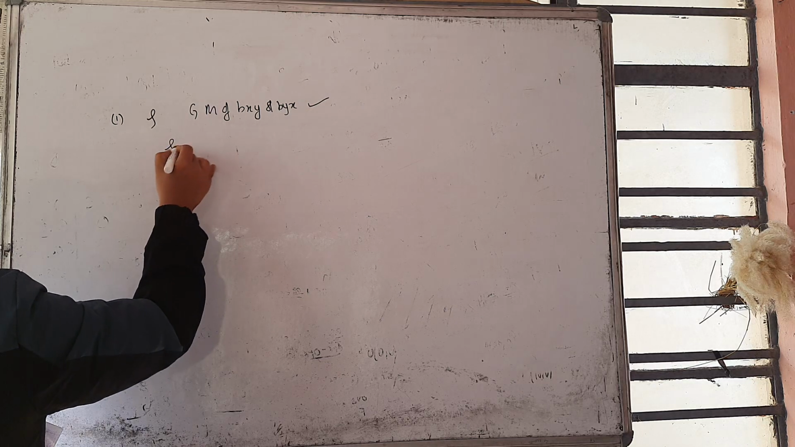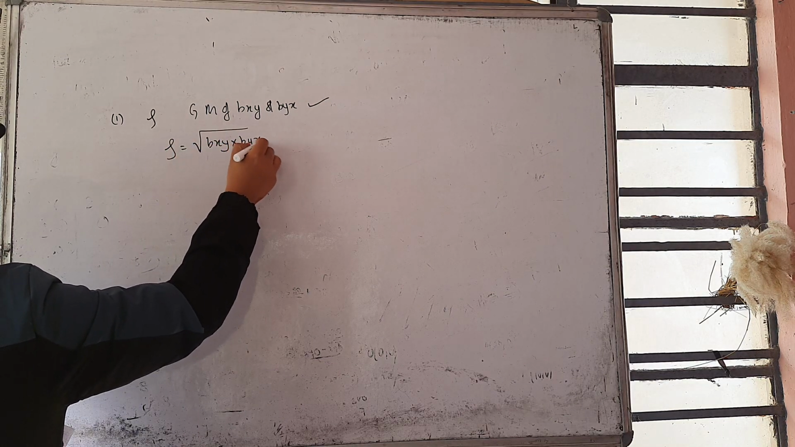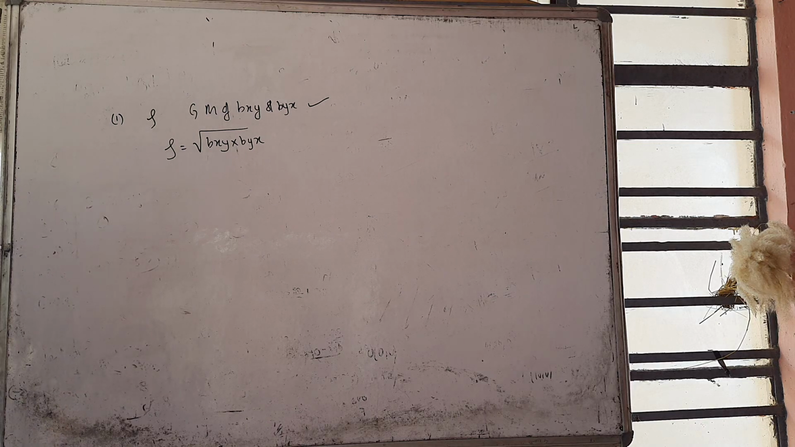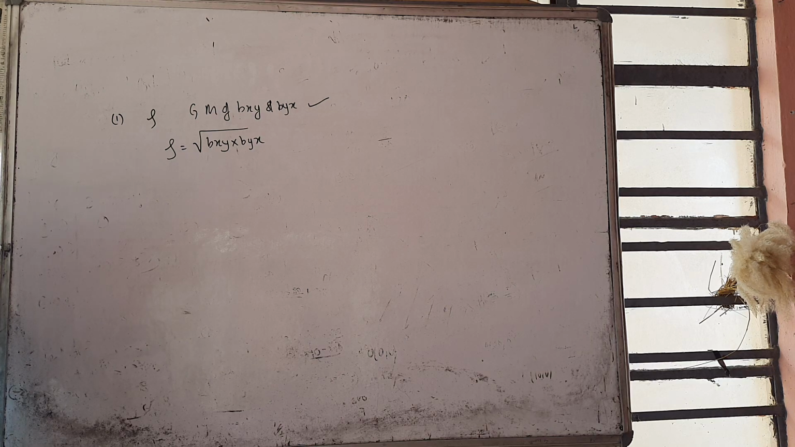Because you know the formula for rho. What is it? Under root bxy into byx. This means the product of two numbers with a square root, that means geometric mean. Is it clear, everyone? So the first statement is true. Second, bxy, byx, rho have the same sign. Please keep this in mind. All these three must have the same sign. So the second one is also true.